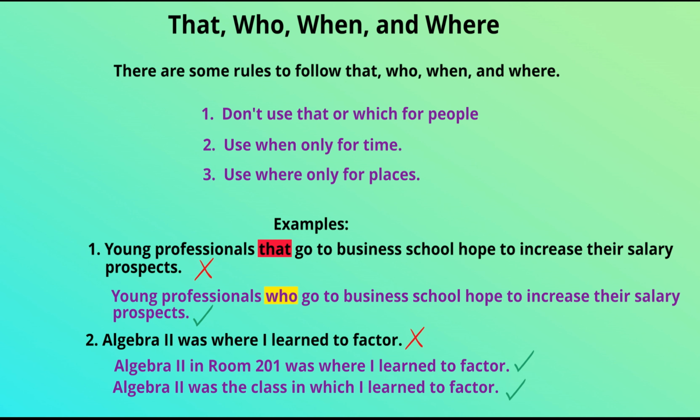You can change it in two ways. Either mention a room number or you can tell that Algebra 2 was the class. So it is telling the place. Algebra 2 in room 201 was where I learned to factor. This is also right. And the other one, Algebra 2 was the class in which I learned to factor, is also right.